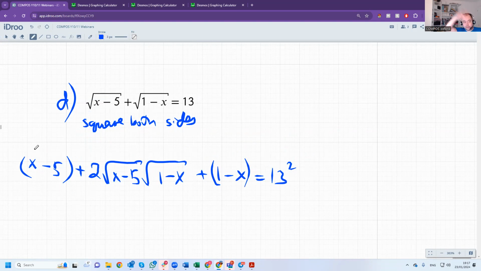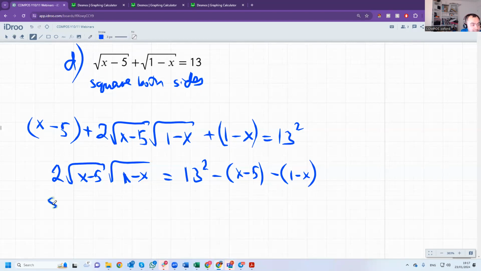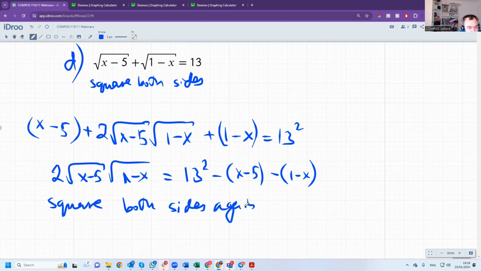Then you take everything to one side, and then you square it again. So you get 2 square root of x minus 5 square root of 1 minus x equals 13 squared minus x minus 5 minus 1 minus x. And then you square both sides again, and then you get something.